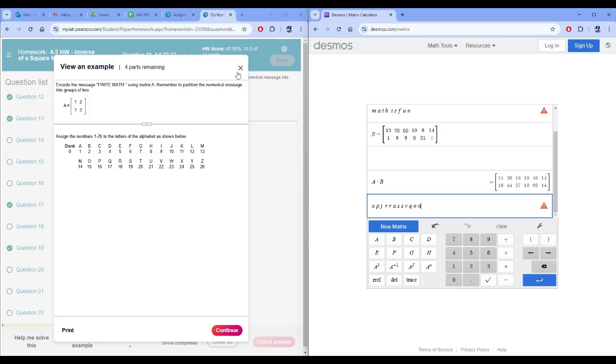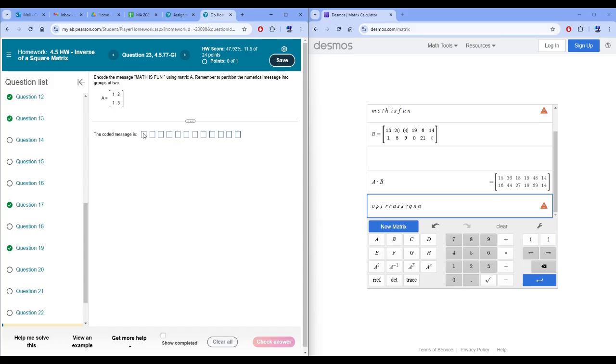N. Is this my coded message? Let me see. O, P, J R R A S S V. Oh crap! I gotta hit tabs. O P J R R A S S V Q N N.